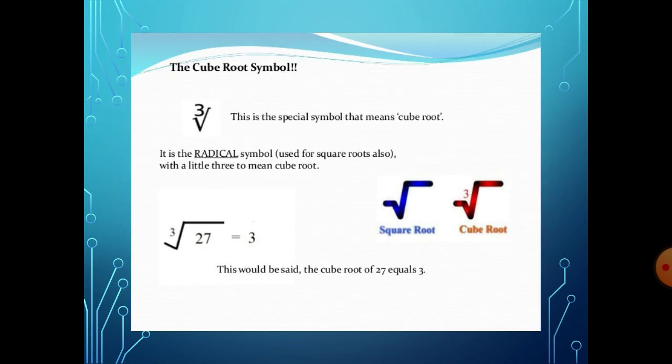As you can see, there is a special symbol for cube root. A square root is only this blue color symbol, but for cube root you have to write 3 outside the root. It means that is cube root. If you write only the blue color symbol, then it will be square root. For cube root you must represent 3 outside the root. So the cube root of 27 is equal to 3.